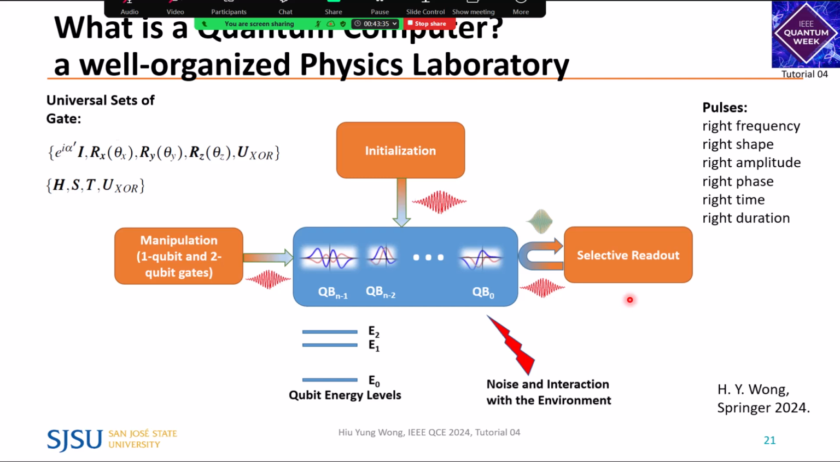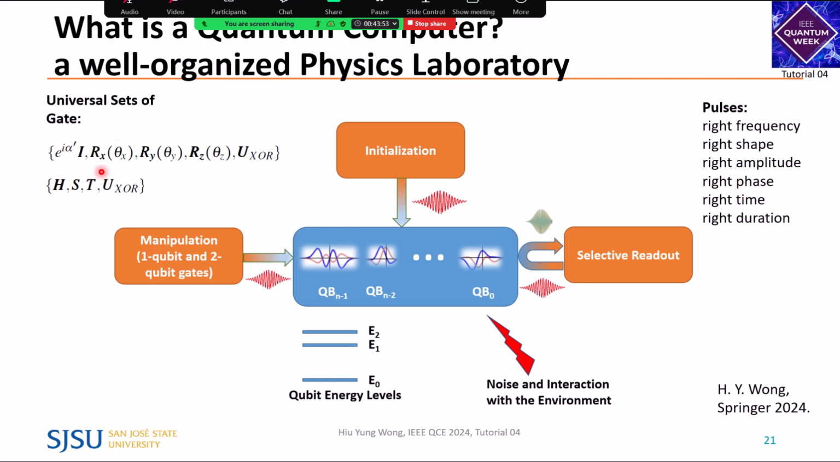So the whole quantum computing process is just shoot the right frequency, right shape, right amplitude, right phase at the right time with the right duration. That is a quantum gate. And because there are so many rights, you see that there is lots of engineering with high-speed electronics.